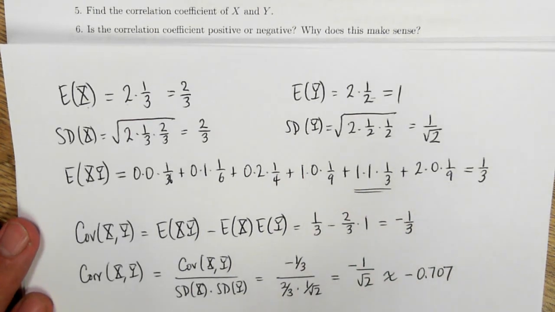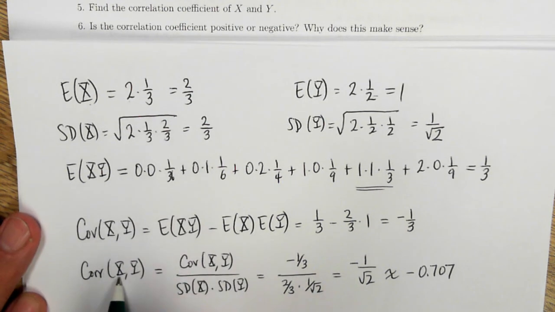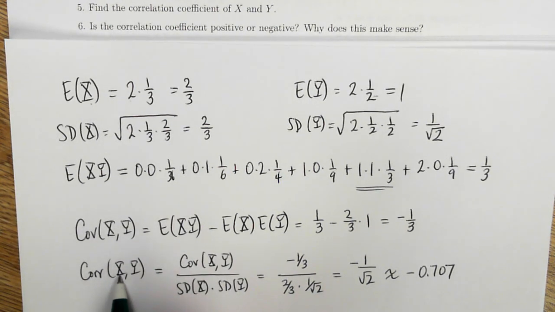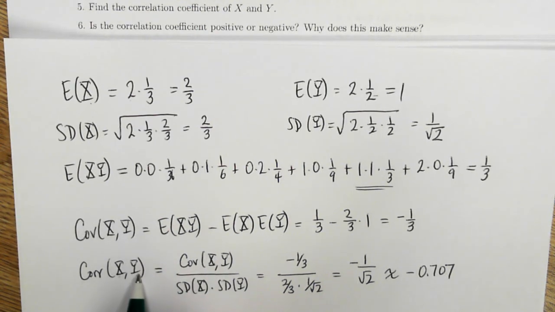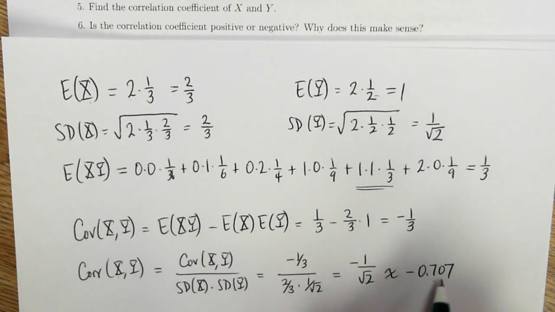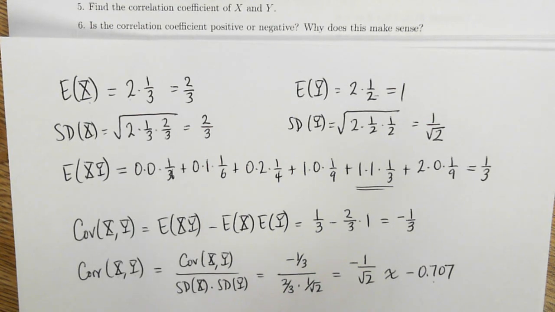So the answer is negative. Does this make sense that the answer is negative? Well, if x is large, if there are a lot of 1s and 2s, then there can't be a lot of 3, 4s, and 5s. Likewise, if there are a lot of 3, 4s, and 5s, then there can't be a lot of 1s and 2s. So x is large implies y is small. If y is large, that implies x is small. And so that is evidence to think that the correlation coefficient must be negative.